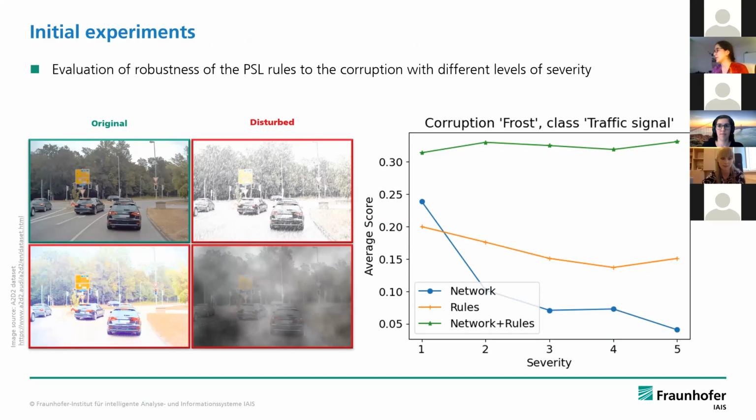And on the plot, you can see the example for the objects that are classified as traffic signals and how the average score develops for different levels of severity of corruption. So network scores really go down when corruption is large. Rules are not so bad. And the combination of network and rules is actually giving really nice results, and it's robust to the corruption applied to the input images.